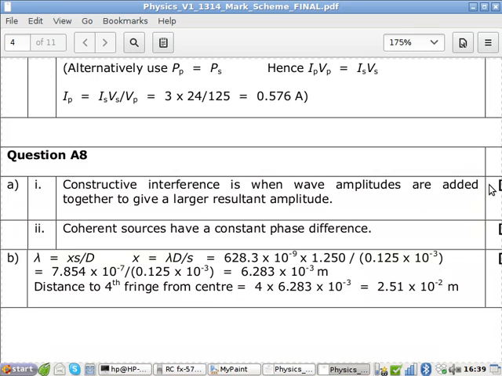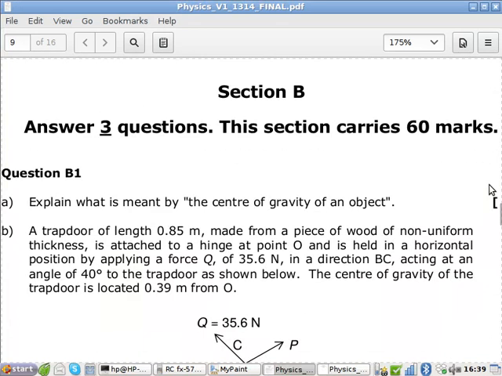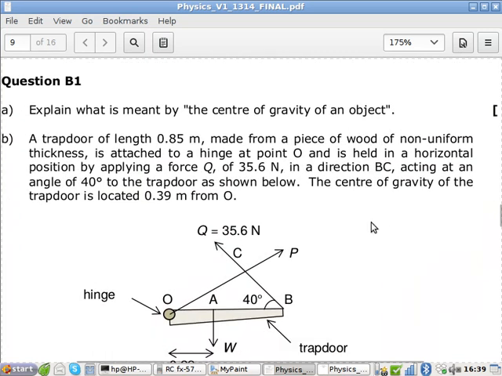Now, next time, do you want to do another section A, or will we just... No, we're doing this next time. So we're going to continue next time.